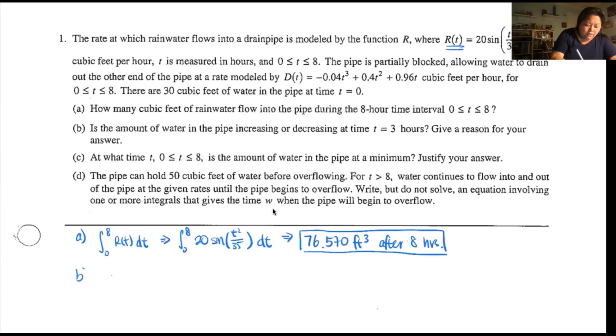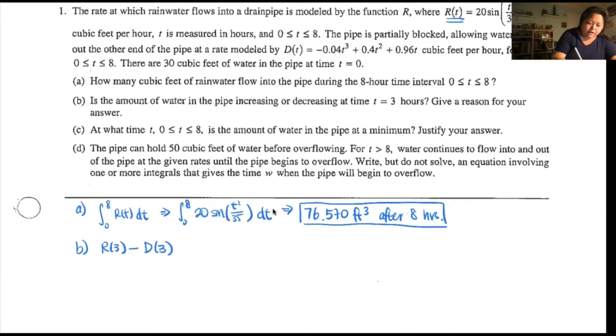Okay, all right. The next question says, is the amount of water in the pipe increasing or decreasing at t equals 3 hours? Give a reason for your answer. We know there's water flowing in and water flowing out. So you have to compare those two and ask, at this point, do I have more coming in or more going out? Because if there's more coming in, then my water is increasing. But if there's more flowing out, then I definitely have the water decreasing. So you have to check the rate at which it is coming in at 3 hours, minus the rate at which it is flowing out at 3 hours.